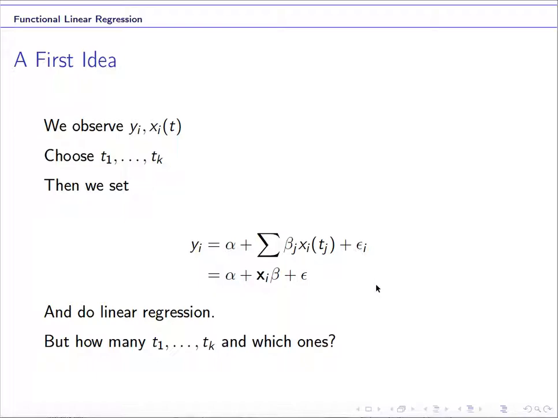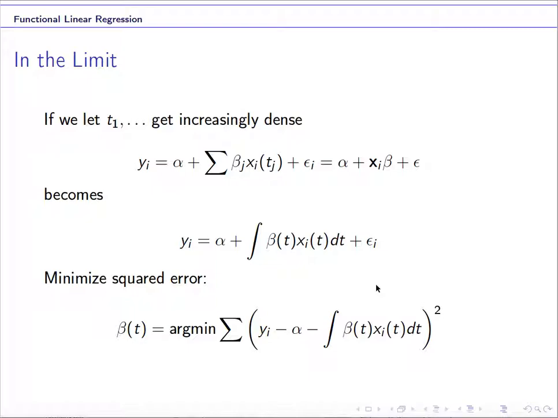But if we treat xi of t as a function, then it becomes pretty natural and straightforward to solve the above two problems. In other words, here we treat xi of t as one whole curve, and we relate this whole curve xi of t to the scalar yi. On the right side is this curve xi of t, and on the left side is the scalar response yi, the annual precipitation.